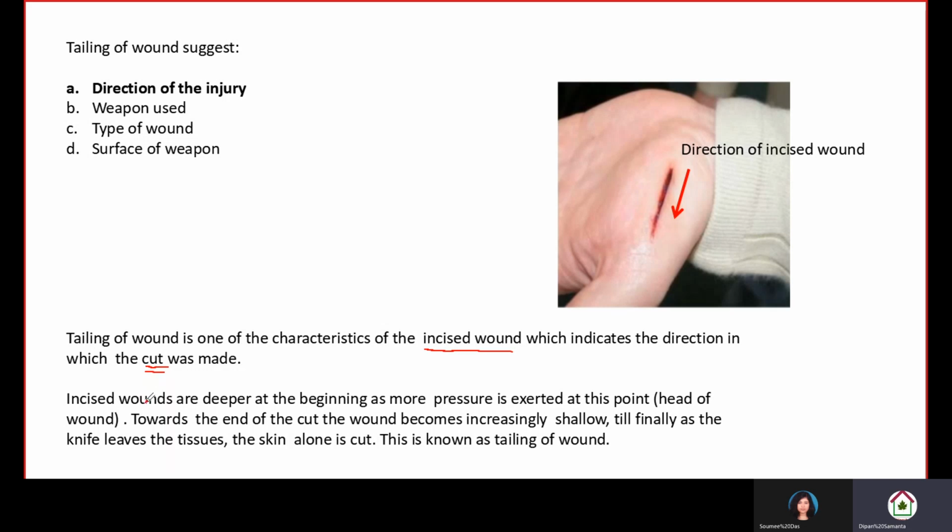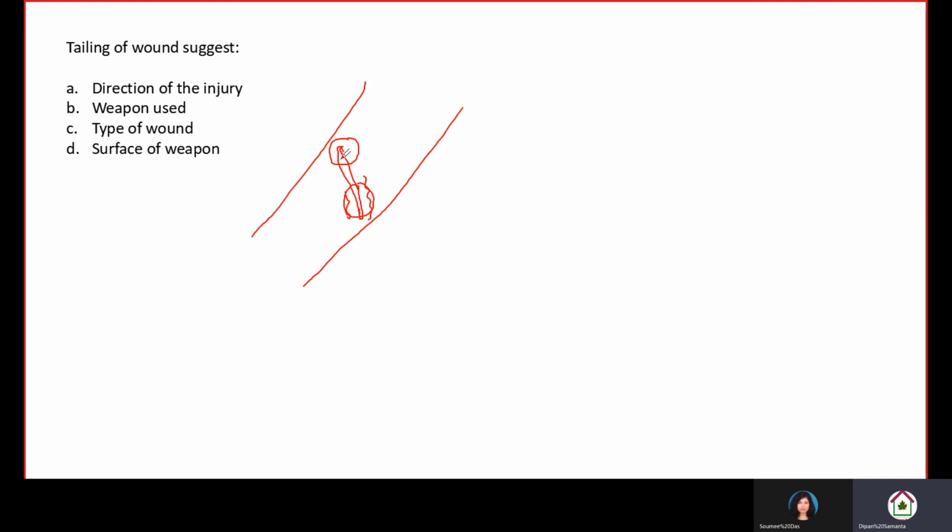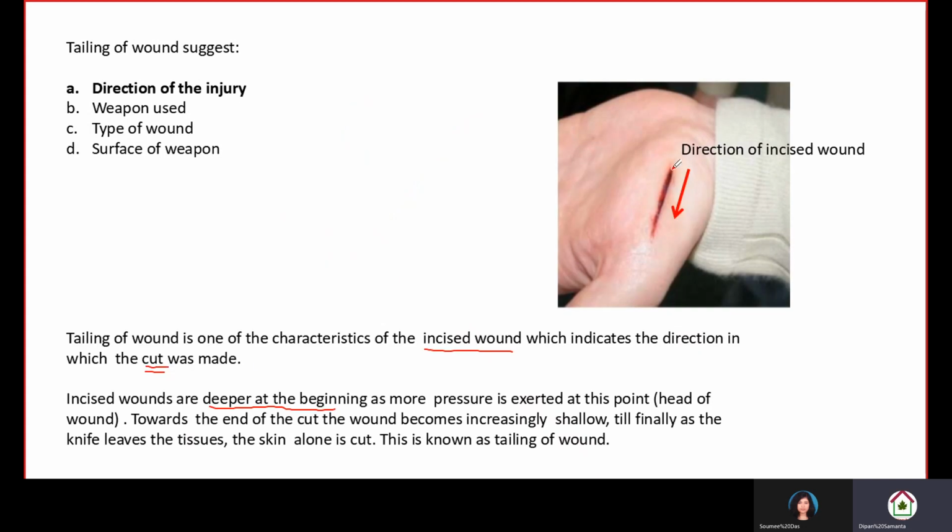Now how? Incised wounds are deeper at the beginning, like this. Okay, and you see the real wound, it looks deeper at the beginning. This is the beginning. As more pressure is exerted at this point, it is called the head of the wound. Now towards the end of the cut, the wound becomes increasingly shallow.